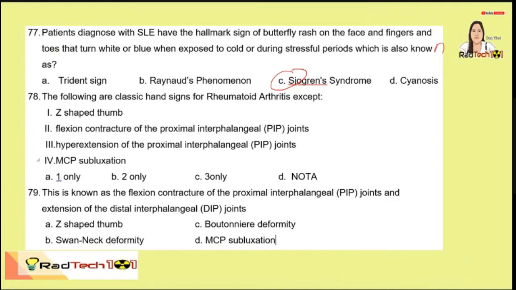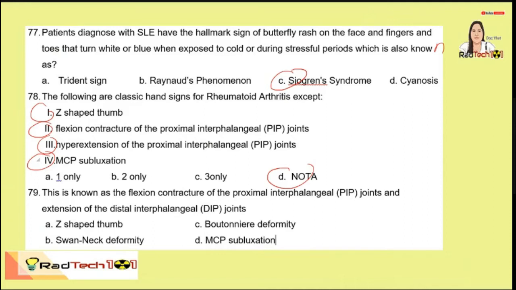Number 78: the following are classic hand signs for patients suffering from rheumatoid arthritis, except. So 78 is letter D. All of these are correct. They are the hand signs for patients suffering from RA or rheumatoid arthritis.